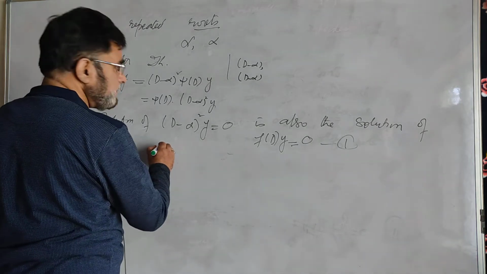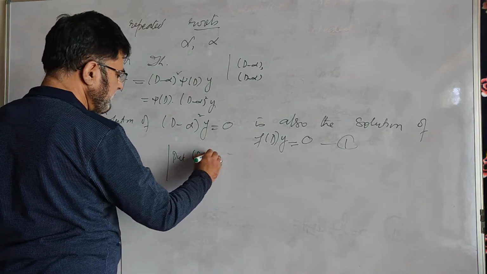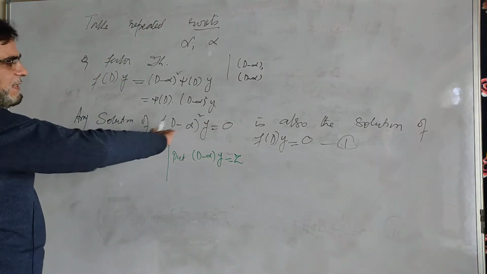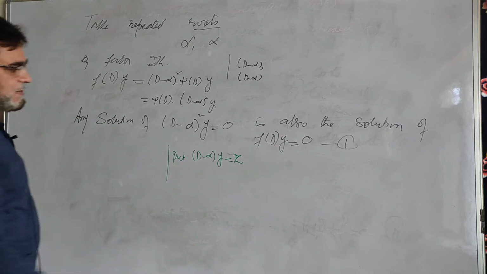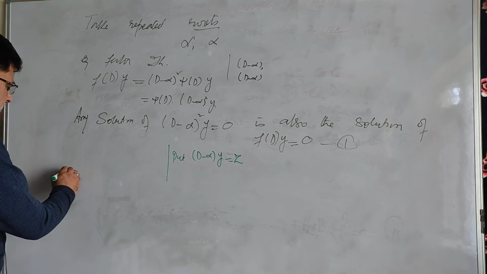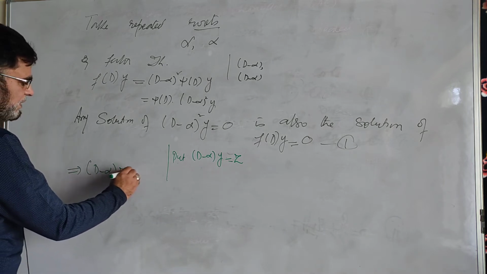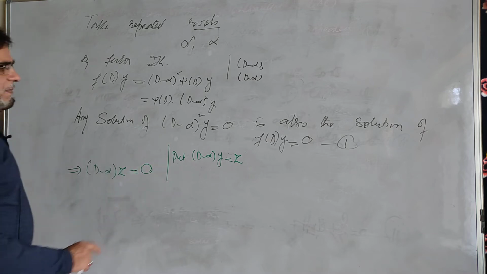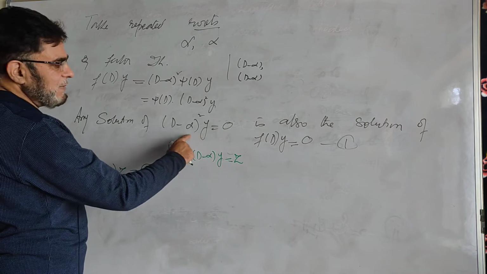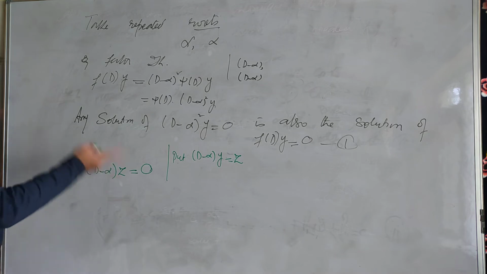I will replace here. Let us put (D minus alpha) y is equal to z. I have written here that any solution of this is also the solution of this. I will put here (D minus alpha) y is equal to z. What happens? This means you will get (D minus alpha) z is equal to 0, because this is 2 times (D minus alpha) y. One part (D minus alpha) y I put z, so it is (D minus alpha) z. Why so? You have done previously.